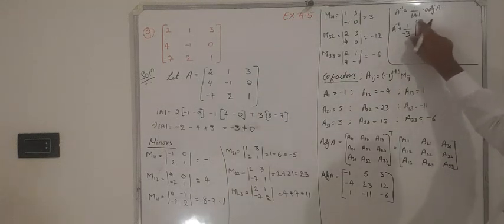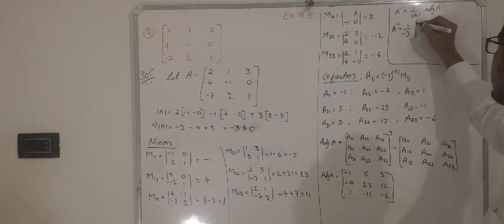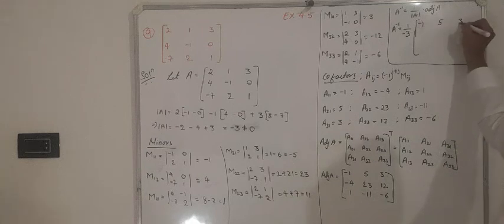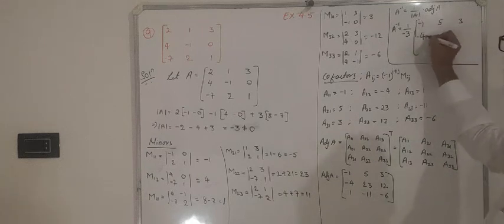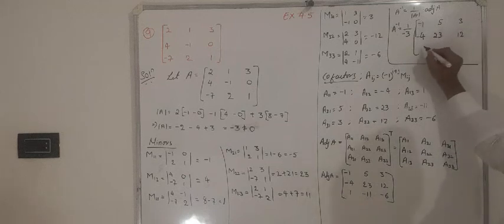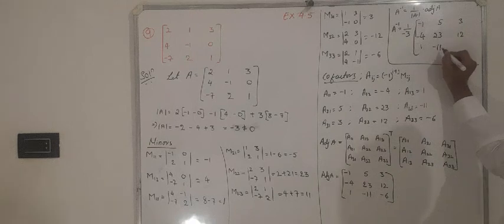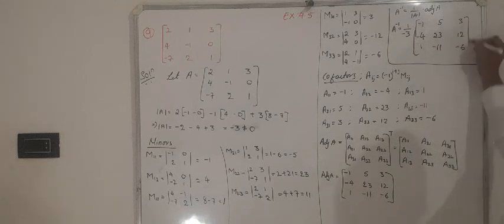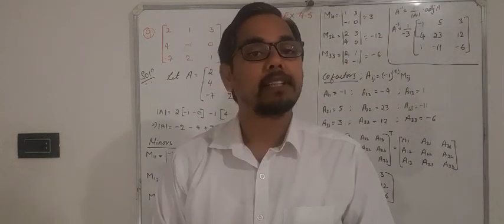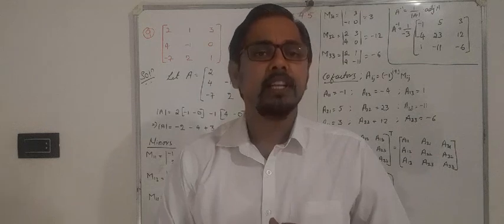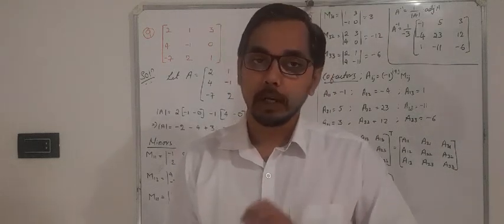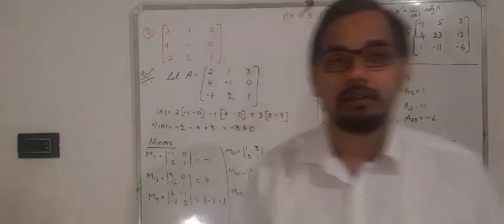What is adjoint A? Minus 1. Write it a little bit bigger. Minus 1, 5, 3, minus 4, 23, 12, 1, minus 11, minus 6. So this is how we need to find the value of A inverse. I hope you people got the method of this. We have solved many problems. There should not be absolutely any confusion in this. So now take a moment, pause the video and make a note.